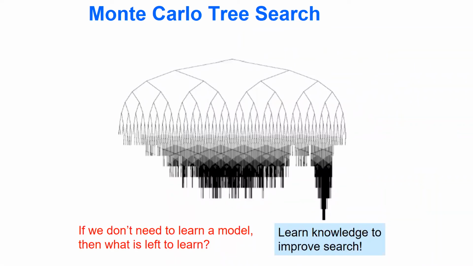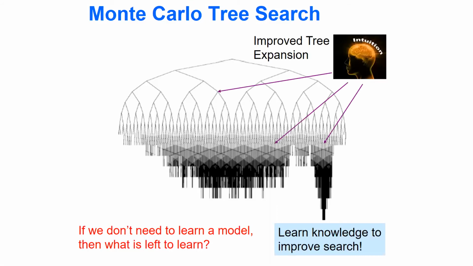But what is left to learn? If we don't need to learn the model, what's left to learn? We just solve it with a planning algorithm. Well, obviously, we don't have planning algorithms that in a practical time can solve something like chess and Go optimally. So we're under time limits. And so what you need to do is learn knowledge to improve search under limited time.